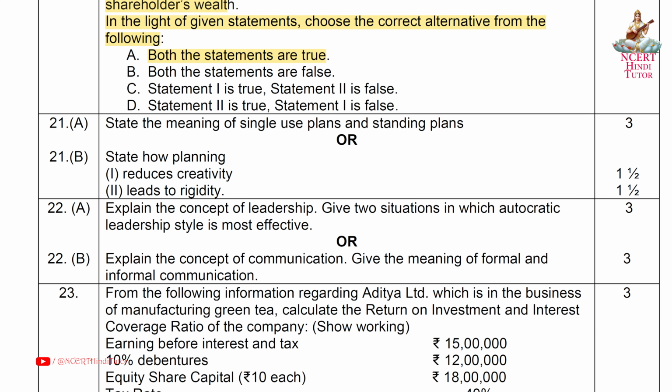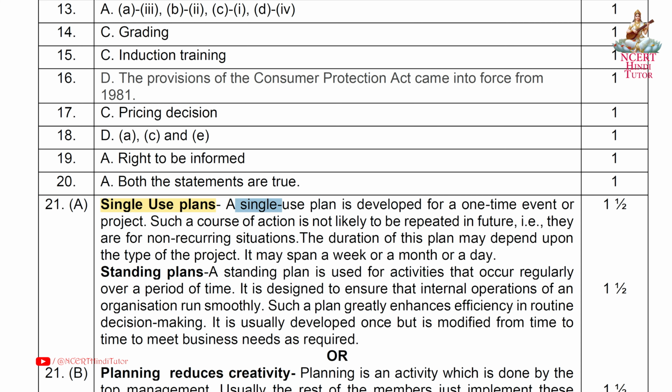Question 21A. State the meaning of single-use plans and standing plans. Answer. Single-use plans. A single-use plan is developed for a one-time event or project. Such a course of action is not likely to be repeated in future. That is, they are for non-recurring situations. The duration of this plan may depend upon the type of the project. It may span a week or a month or a day.